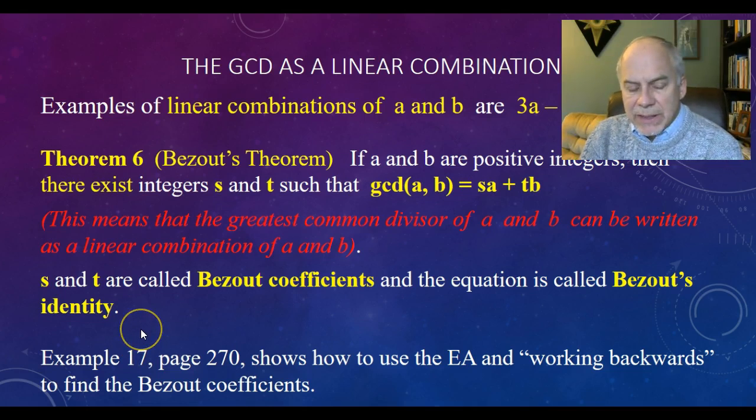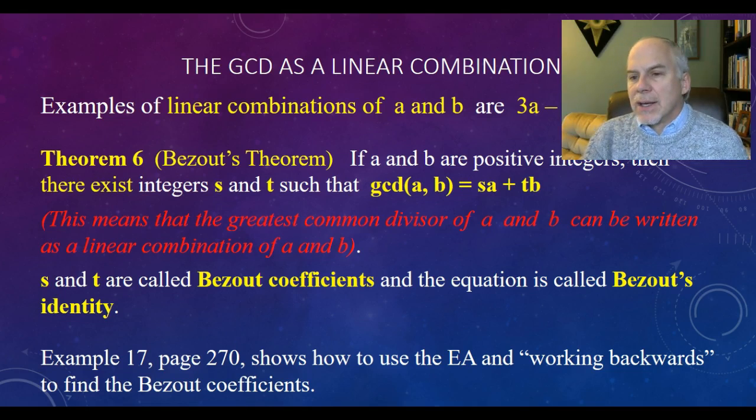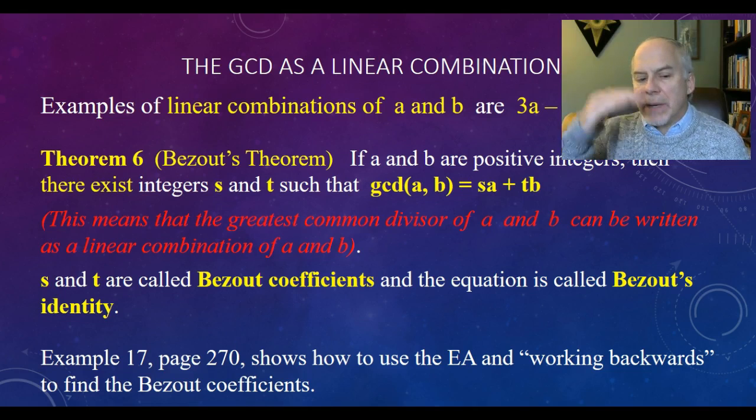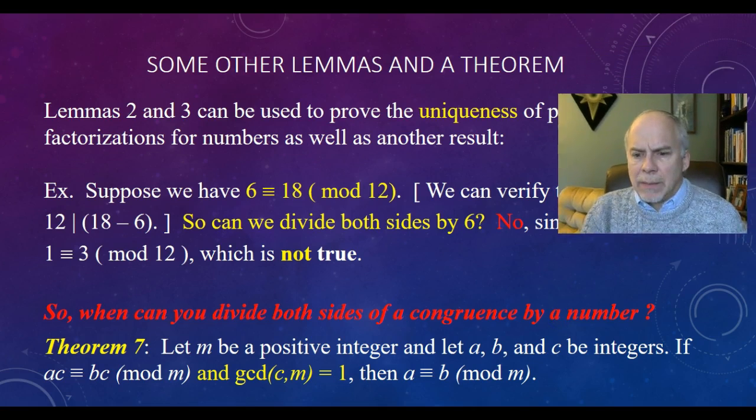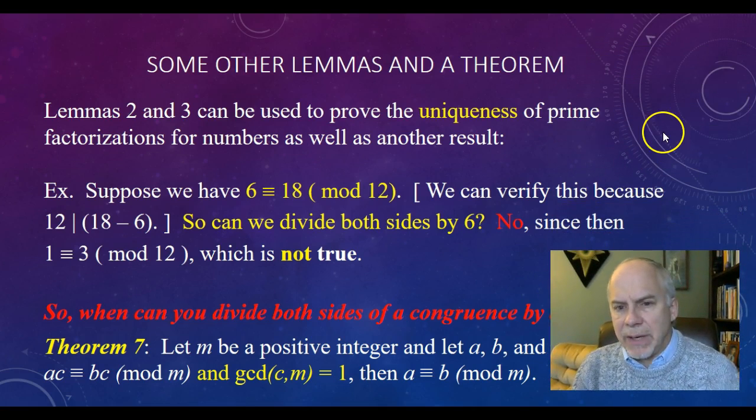Now example 17 on page 270 shows how to use the Euclidean algorithm and work backwards from what the Euclidean algorithm gives you to find the Bezout coefficients. All right, so let's look at another example, but you can look at that example in the book if you'd like. Okay, I'm sorry. We'll look at this in a minute.